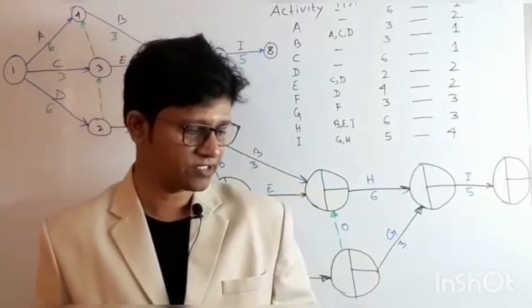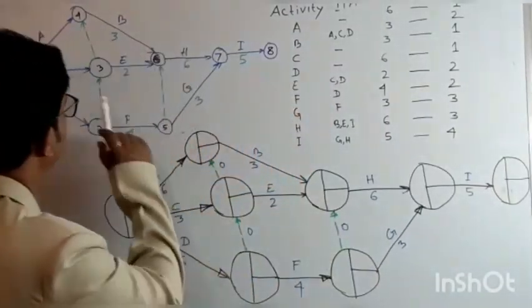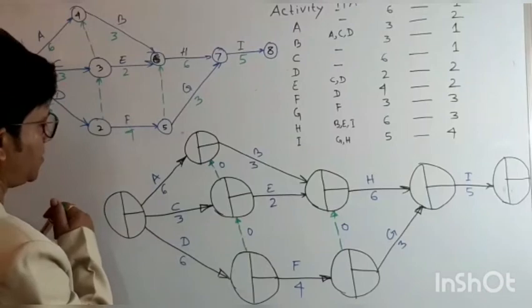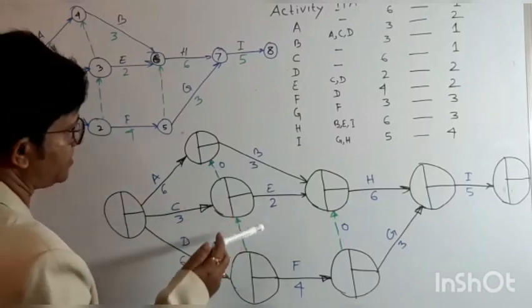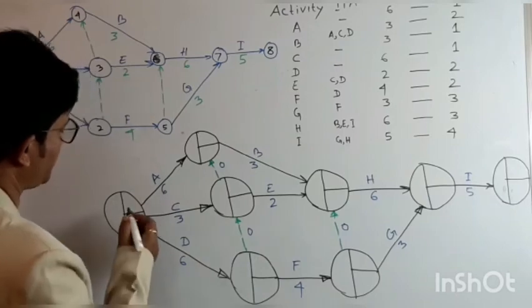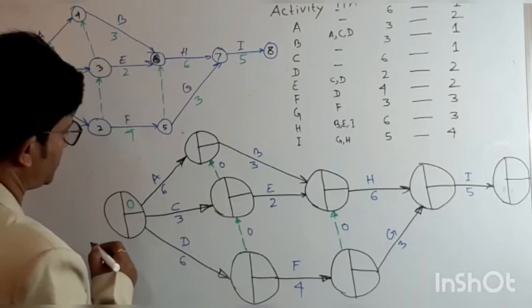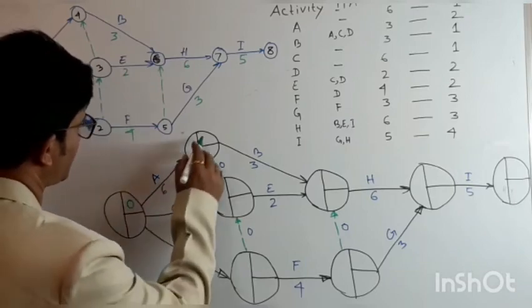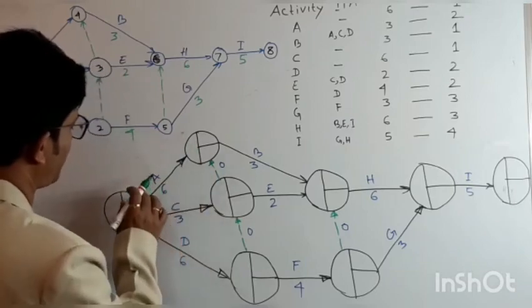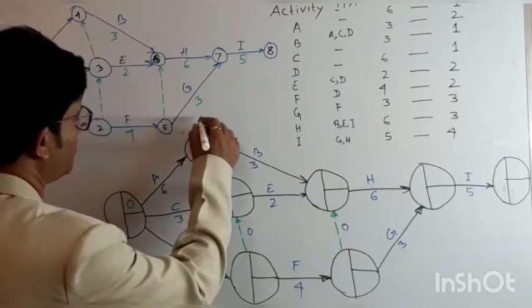So let's represent here the same network diagram, and we will do the forward pass. This is the earliest event time, so we start here from 0. The forward pass is the maximum of the preceding activity plus duration, that is 0 plus 6, so this will be 6.